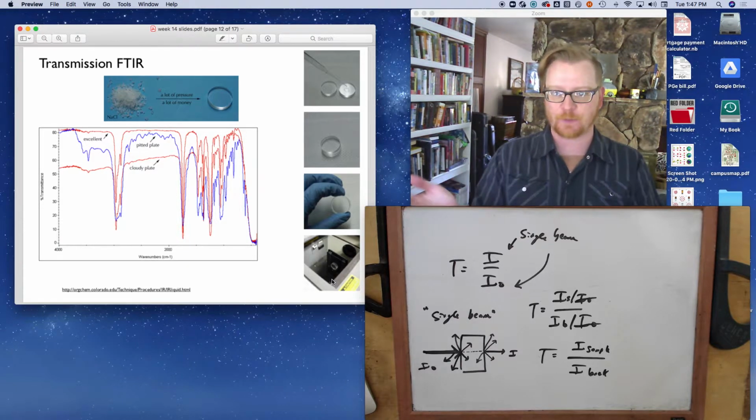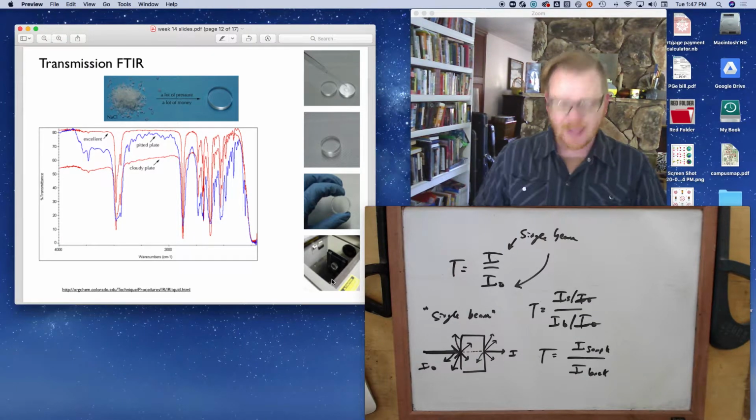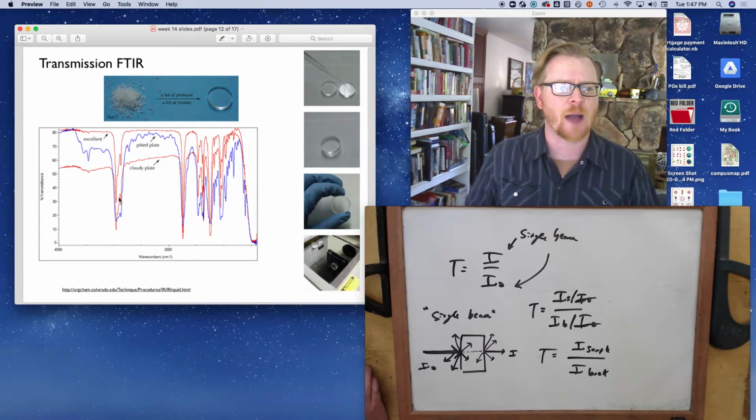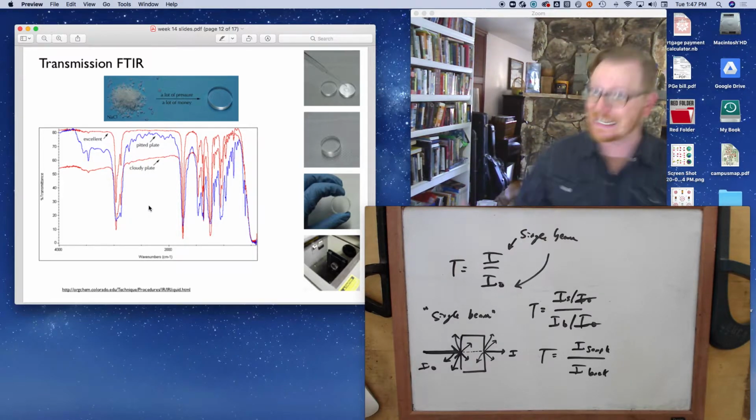And then your sample single beam would be the sample pushed in there and push them together, okay? And so there's a lot of issues with this. So you can see this is showing you that if you don't have a really nice plate or salt optic made, you can get all of these effects on the baseline.